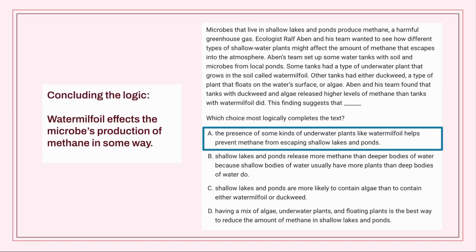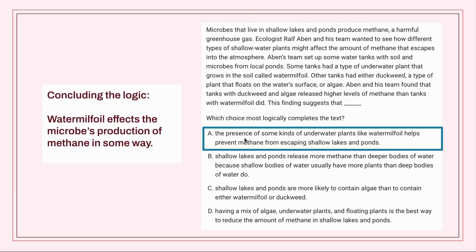So here, choice A fits the best, right? The presence of some kinds of underwater plants, like water milfoil, helps prevent methane from escaping shallow lakes and ponds. So yeah, this is kind of what we said. This water milfoil stuff and plants like it just kind of affect the process in some way, and less methane escapes these water bodies. And while this might seem sort of obvious, again, it's not explicitly stated in the rest of it. It's very explicitly stated here that this plant is going to prevent methane, but it doesn't explicitly say that in the passage. So that's how we complete the logic of this sort of thing.